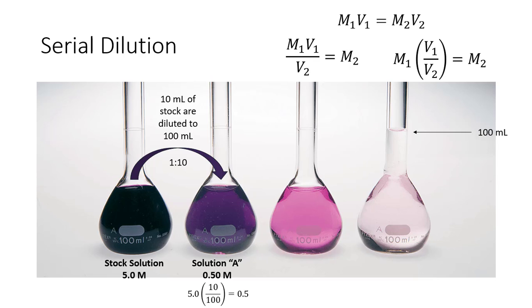And we can further dilute solution A by taking some of it out and diluting it with water once again. And so now maybe we took 10 milliliters of A and diluted it to 100 milliliters.